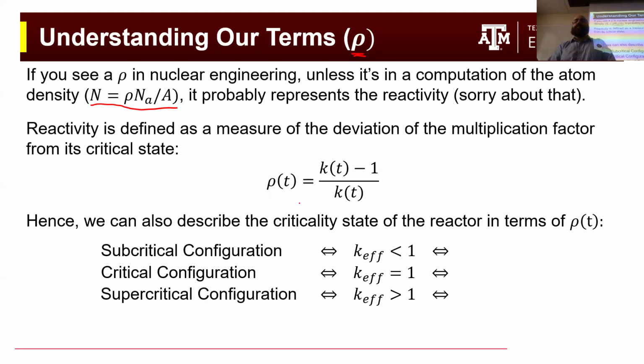This is how reactivity is defined. It's defined as the deviation of the multiplication factor from its critical state. We can see what that means if we consider what rho would be if our system was subcritical, critical, or supercritical. So if our system is subcritical, if K effective is less than 1, what does that mean about rho? Is rho positive, negative, or 0 if the system is subcritical?